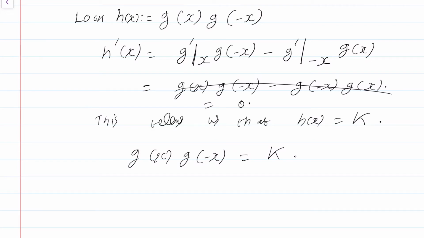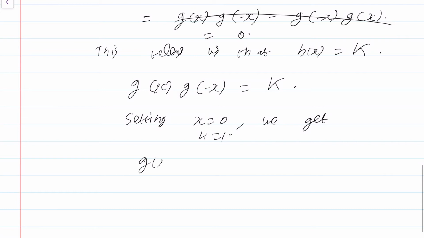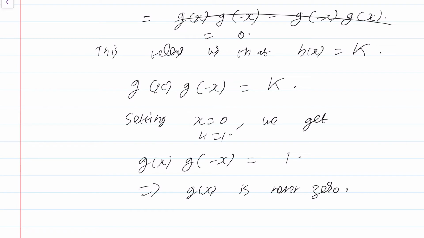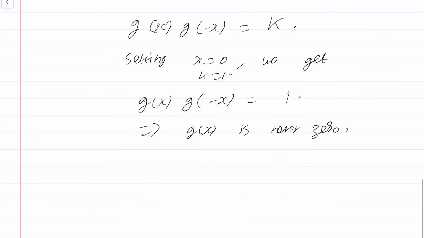Okay, which means, and wait a second, we can even determine what this constant is. Setting k equal to 0, setting x equal to 0, we get k equal to 1. So g of x into g of minus x is 1, which means g of x is never 0. So this proves the claim that any function that satisfies properties 1 and 2 is never 0.